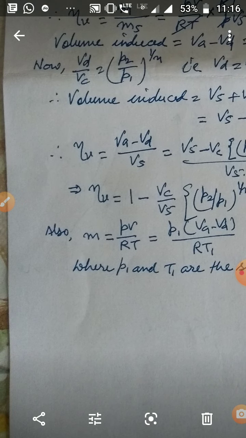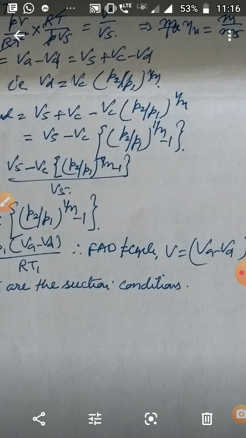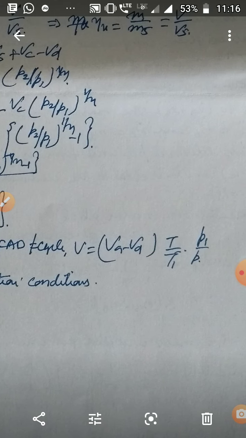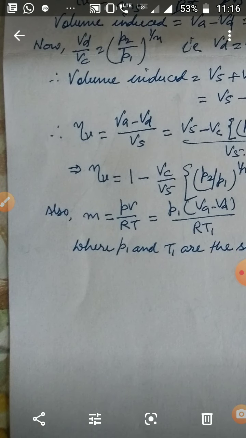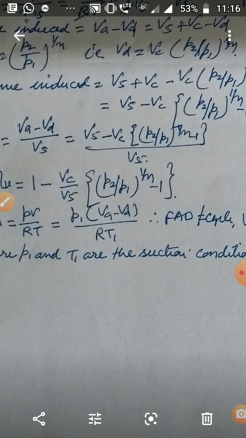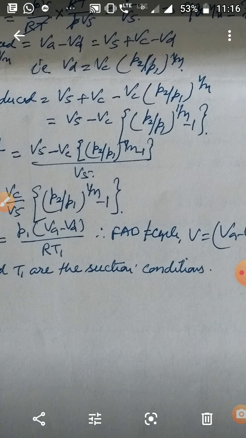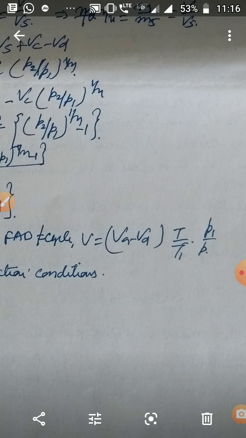And so the mass m equal to PV by RT, which is also written as P1 (Va minus Vd) by RT, and the FAD or free air delivery per cycle is written as V equal to (Va minus Vd) T by T1 into P1 by P, where P1 and T1 are the suction conditions. So on this basis we can also write the efficiency for the single stage reciprocating air compressor as well as the free air delivery per cycle.